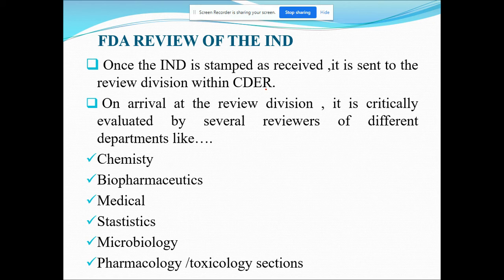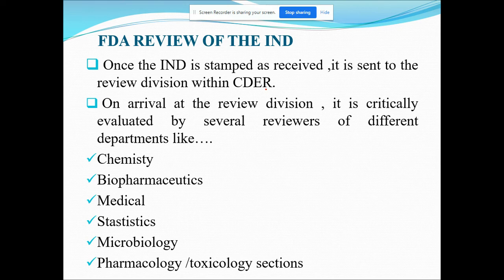IND is, in a way, a research document for us, an investigational plan. And who is going to review this investigational plan, this research document, in the FDA? CDER. CDER stands for Center for Drug Evaluation and Research. So student, try to understand the first point.